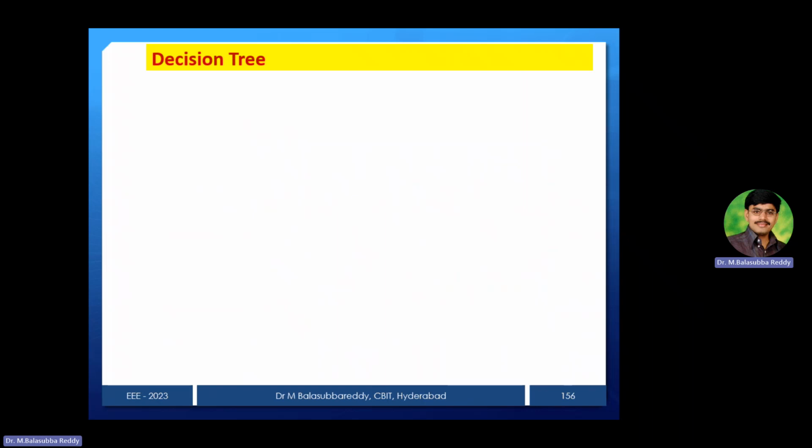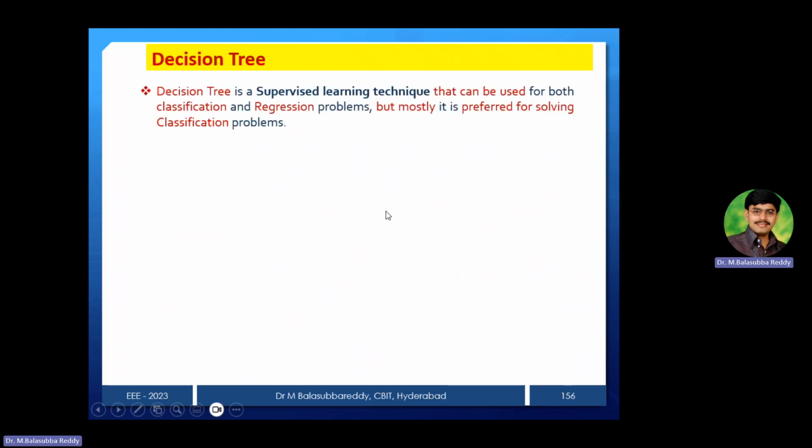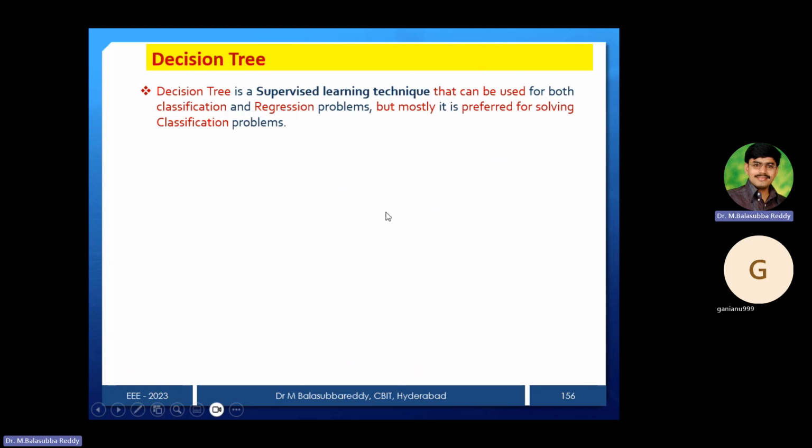Today we see the decision tree. As we discussed in the previous class, there are different algorithms we discussed. One is support vector machine, then the naive Bayes algorithm, then another one is k nearest neighbor. All these are able to classify your data set. Similarly, now we'll see classification in this last algorithm, the decision tree.